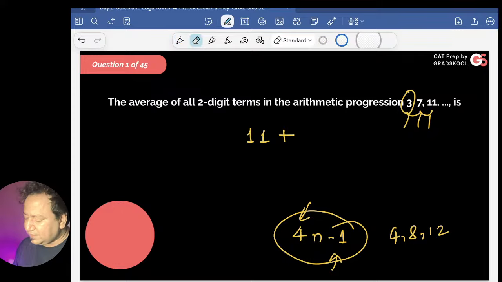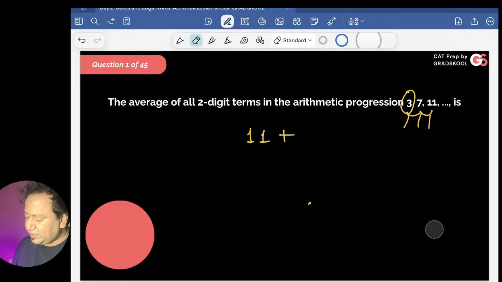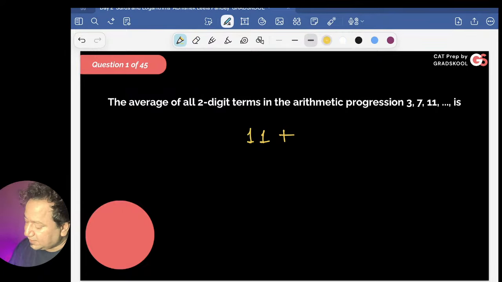Any doubt? Anyone? I'll give you more examples of this, but before that, let us solve this question. So now we know that 11 is the first term, and what will be the last term? The last term, whatever it is, must be in the form of 4k minus 1. That is what we understand. And this 4k minus 1 must be less than or equal to 99. That is what we know. This we can do mentally also, right?